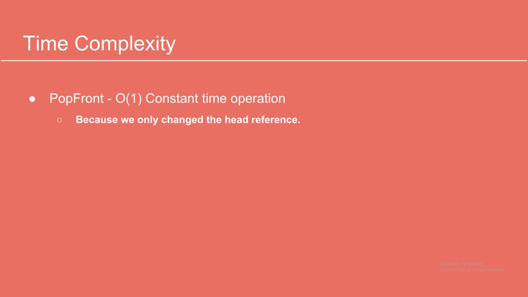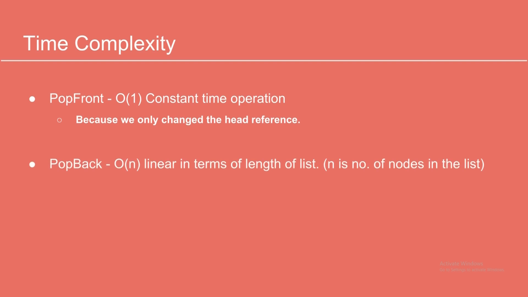Now let's go through the time complexities of these operations. The time complexity of PopFront is constant time. This is because we only changed the head reference. And the time complexity of PopBack is linear in terms of the length of the list, where n is the number of nodes in the list. This is because we need to traverse the list and get to the second last node of the list.